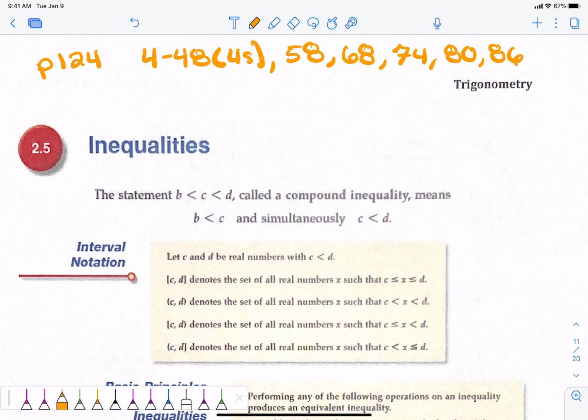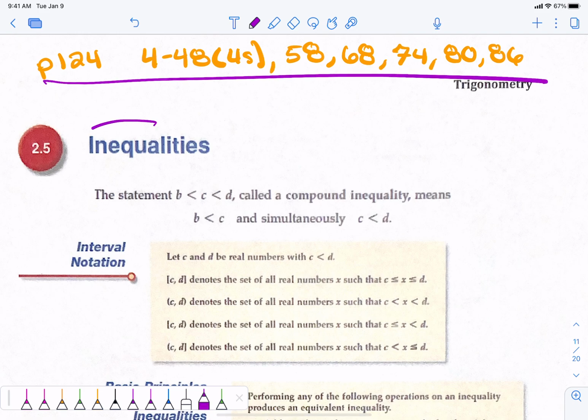All right, this is section 2.5. This is inequalities. I've written this homework assignment up here. There you go. Inequalities is the title of this section, and every time we do this, I say inequality means not equal, right? That's what inequality means. Not equal. And if it is not equal, what is it?